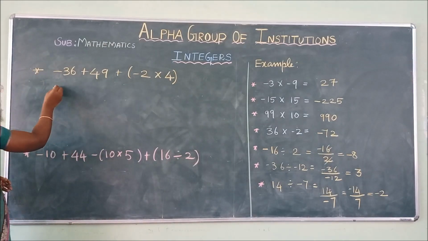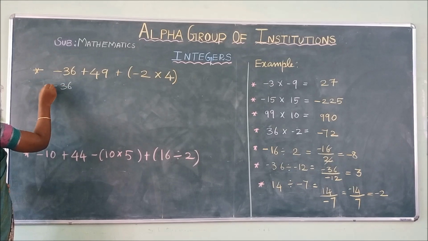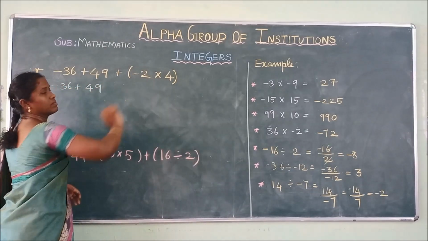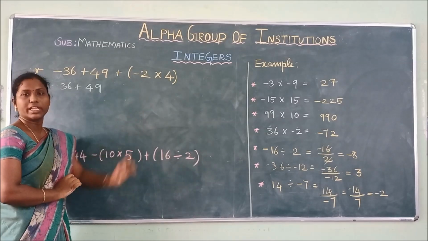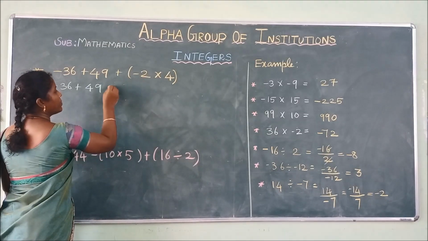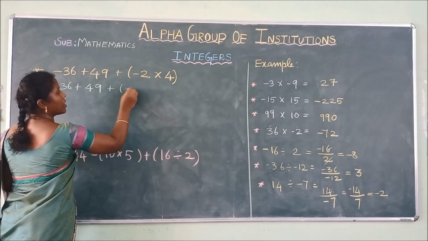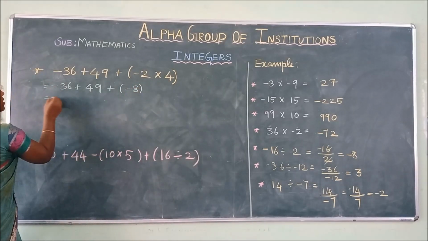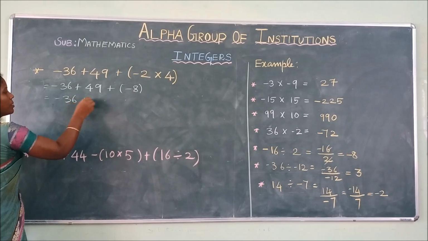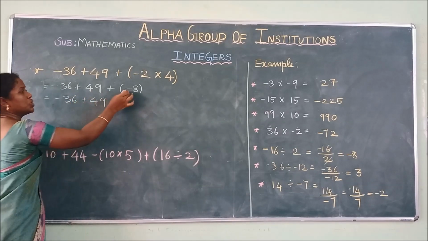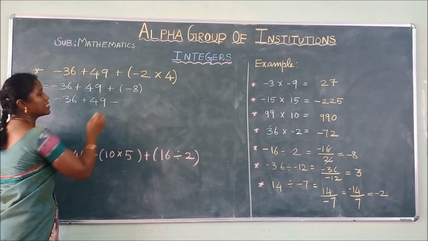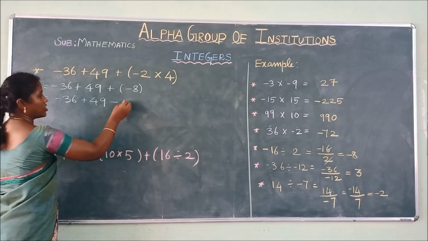First, see minus 36 plus 4 into minus 2, plus 49. I am keeping it like this. First, I am solving the multiplication, as per the rule. So plus 4 into minus 2 is minus 8. If you multiply plus and minus, the answer is minus. Plus into minus is minus 8.